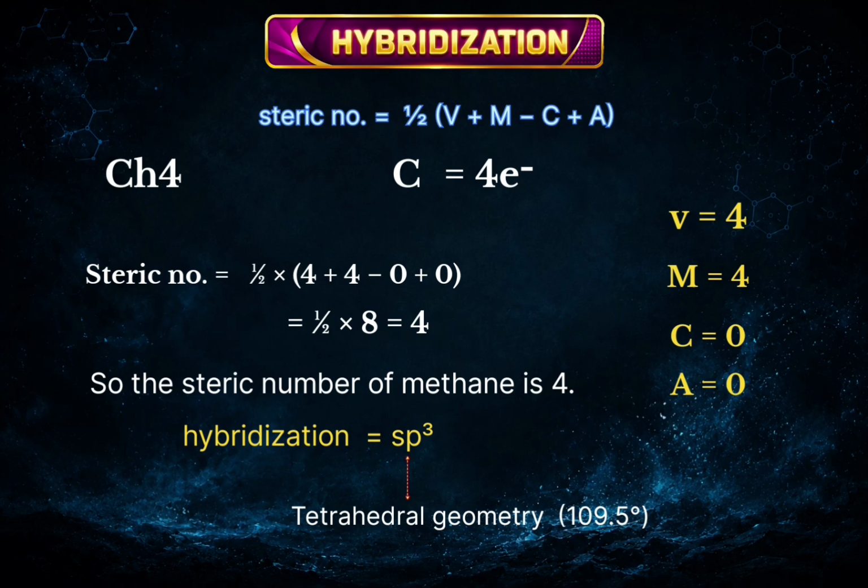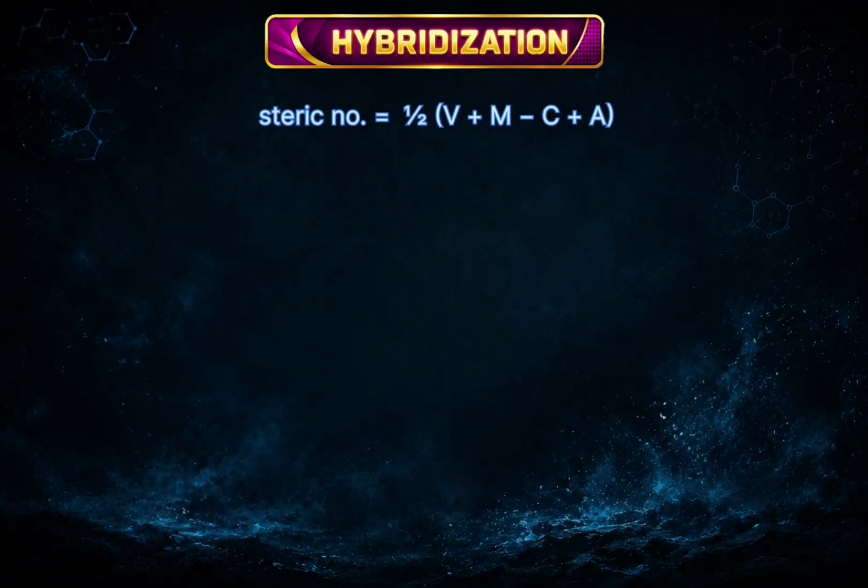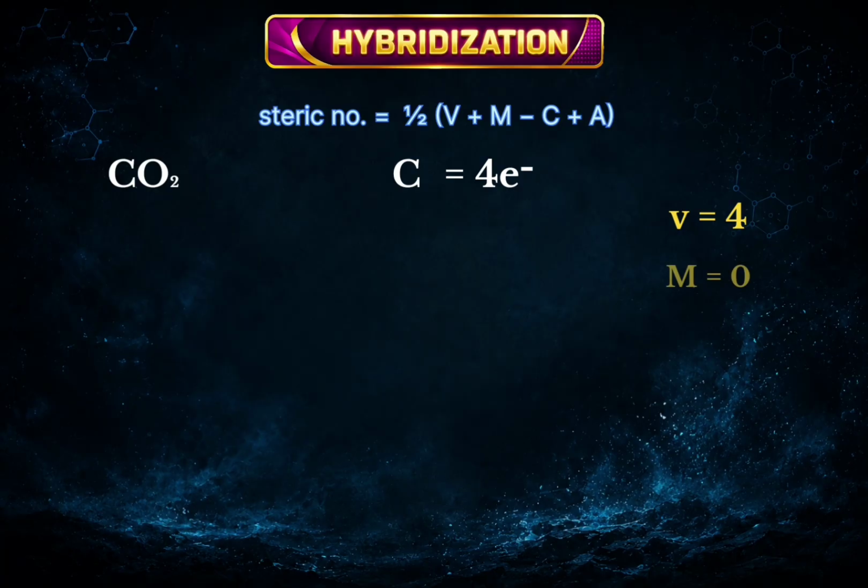Now let's solve a few more molecules. You'll notice that the process is exactly the same every time. Carbon dioxide, CO₂. The central atom is carbon. Carbon has 4 valence electrons, so V equals 4. There are no monovalent atoms attached to carbon. Oxygen is not a monovalent atom. Oxygen is a divalent atom because it usually forms 2 bonds. So M equals 0. There is no positive charge, so C equals 0. There is no negative charge, so A equals 0.